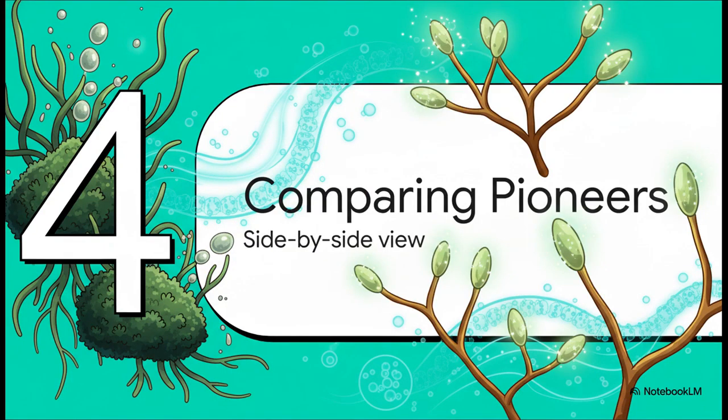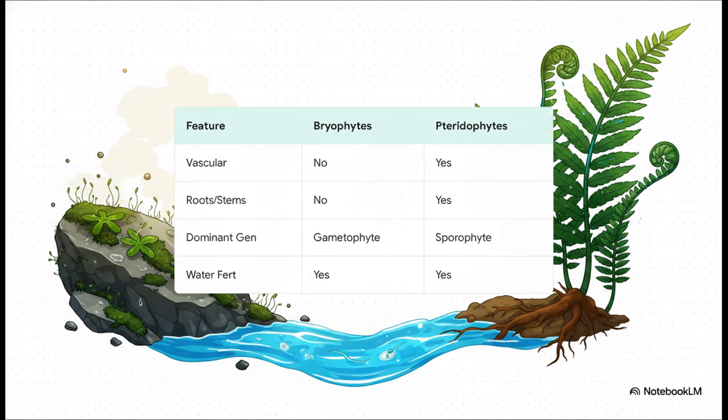All right, let's put it all together in section 4, comparing the plant pioneers. A classic exam format is placing these two evolutionary milestones side by side to evaluate their differences and similarities. This mental matrix is basically a perfect snapshot of how ferns leveled up. Ferns have vascular tissue, mosses do not. Ferns have true roots, rhizomes, and fronds. Mosses are just a basic thallus. Ferns are sporophyte dominant, mosses are gametophyte dominant.